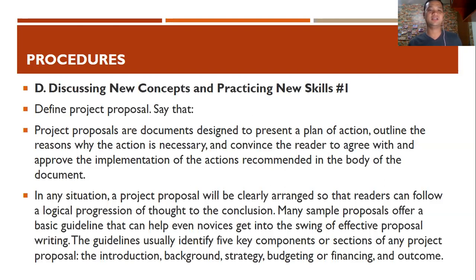In any situation, a project proposal will be clearly arranged so that readers can follow a logical progression of thought to the conclusion. Many sample proposals offer a basic guideline that can help even novices get into the swing of effective proposal writing. The guidelines usually identify five key components or sections of any project proposal: the introduction, background, strategy, budgeting or financing, and outcome.